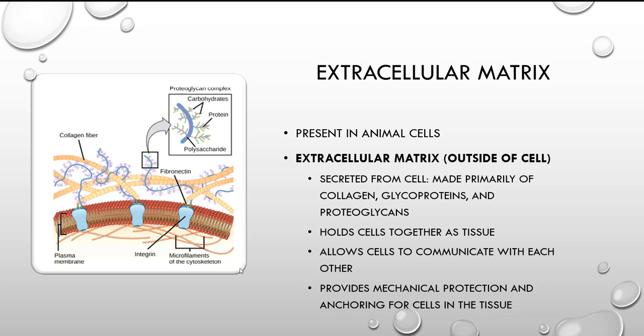It also allows our cells to communicate with each other. So it allows the cells to be able to communicate, give each cell what they need, transport things back and forth, stuff like that. It also provides mechanical protection and anchoring for cells in the tissue. So we can anchor the cells to each other and provide that mechanical protection. It kind of zips them together. So that's the extracellular matrix.